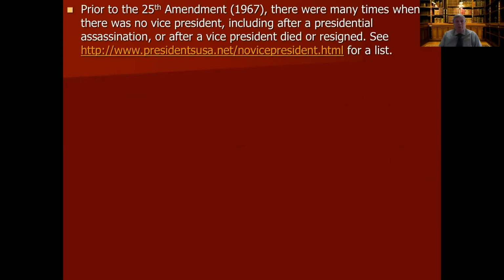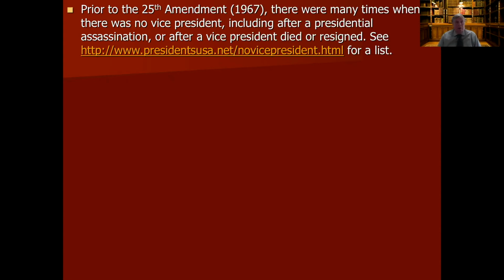Prior to the 25th Amendment, which was ratified in 1967, there were many times when there was no vice president, including after a presidential assassination or after a vice president died or resigned. The original Constitution was flawed in the sense that it made no provision for a vice president after a president left office before the end of his term.